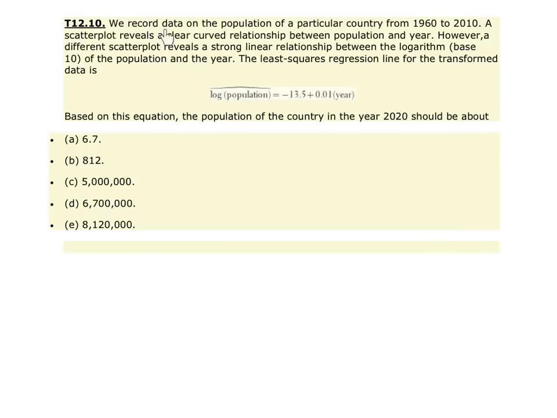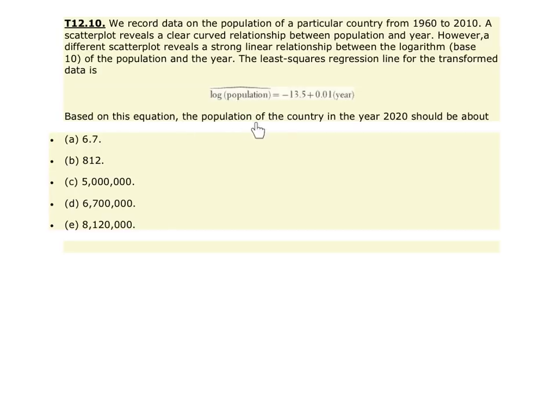Number 10, we record data on the population of a particular country from 1960 to 2010. A scatter plot reveals a clear, curved relationship between population and year. However, a different scatter plot reveals a strong linear relationship between the logarithm base 10 of the population and the year, this equation here. The least squares regression line for the transformed data is here. By the way, notice they transformed the y value using a log, so it was an exponential pattern. That's how you linearize anything exponential.